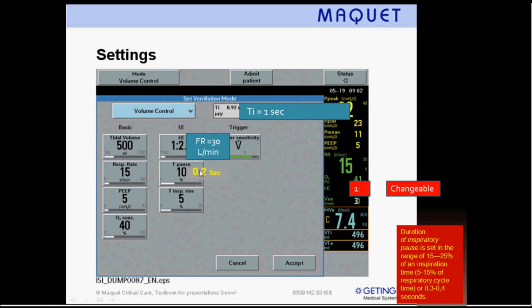Same thing, you can fix the flow rate. If you fix the flow rate, the inspiratory time will be fixed, and the inspiratory pause in this case will be a time, and the changeable one will be the IE ratio.